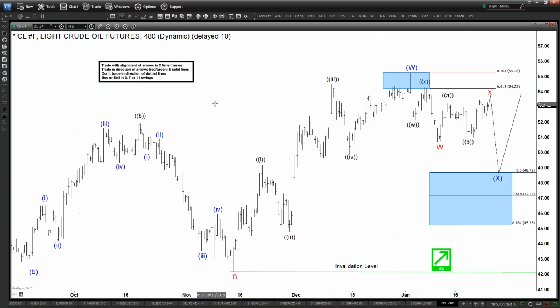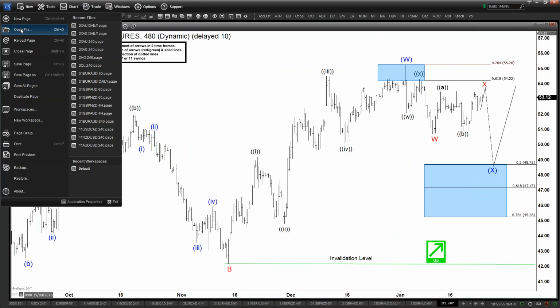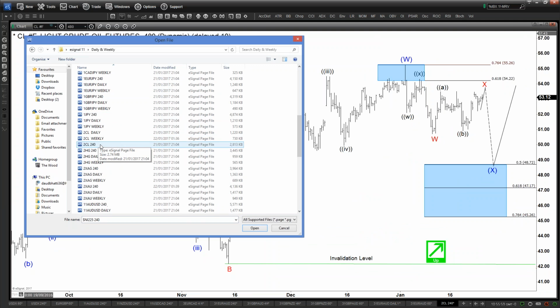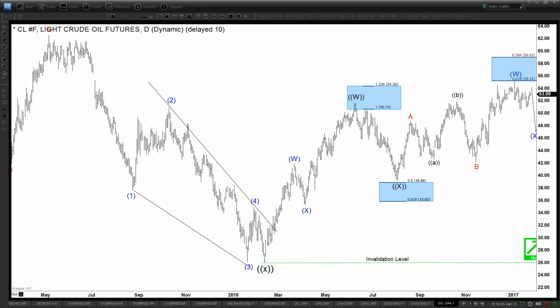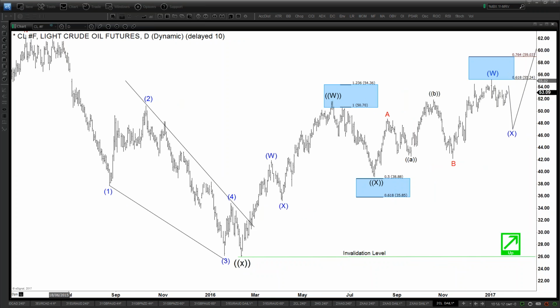Crude oil, I think, again, clearly doesn't need too much explanation. We have done it many times. The daily sequence is bullish, is calling for more upside. So we are only looking to buy dips in crude. We don't like selling the rallies. So we'll keep buying the dips in 3, 7, or 11 swings.